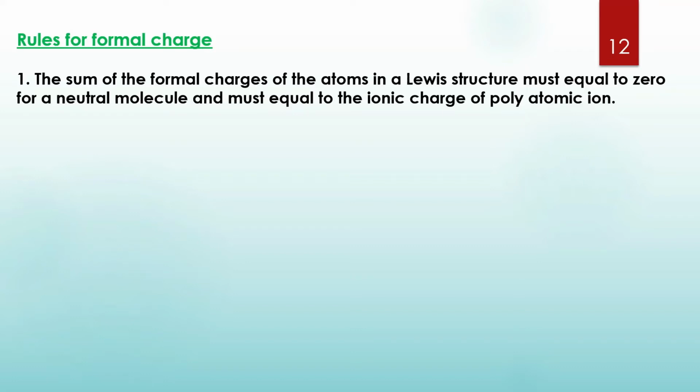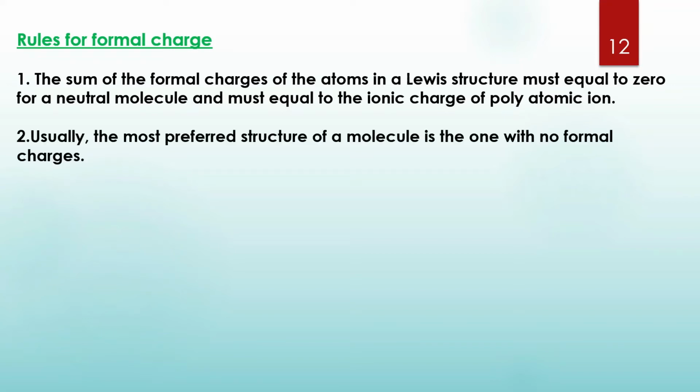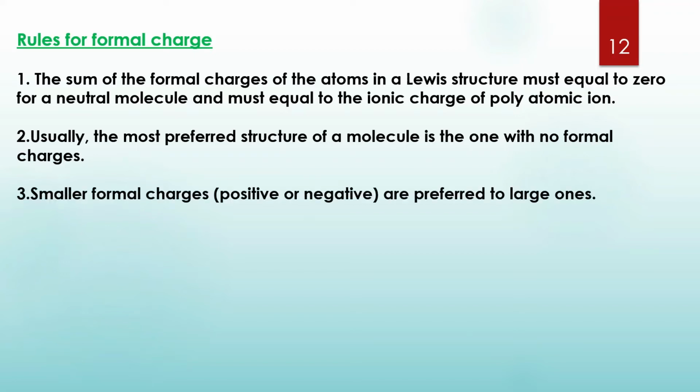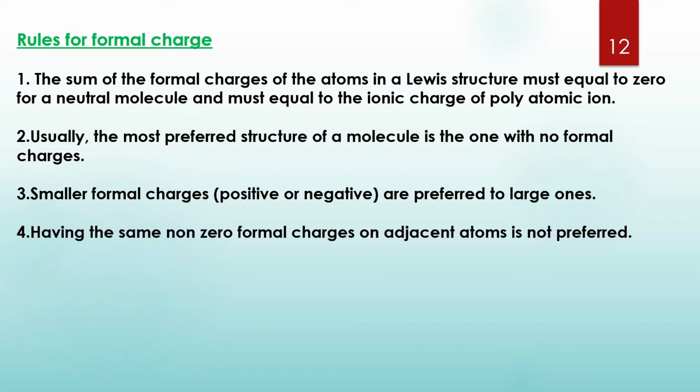Individually, each atom can have a formal charge that is not equal to the charge of the ion or the molecule. Usually, the most preferred structure is the one with no formal charges. Smaller formal charges, whether positive or negative, are usually preferred. So the small magnitudes are preferred over larger ones because it's more stable.